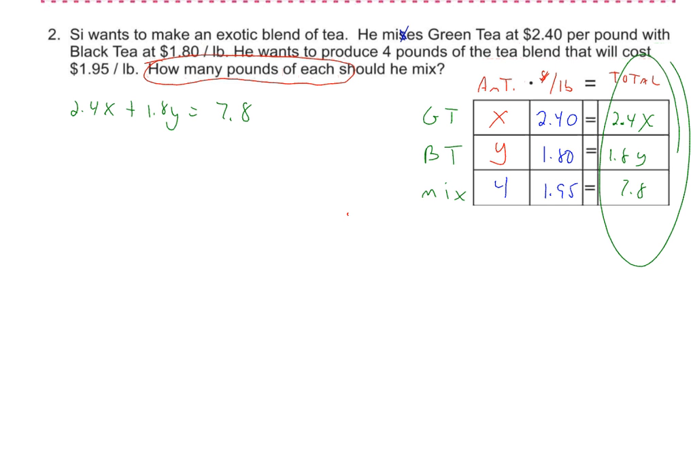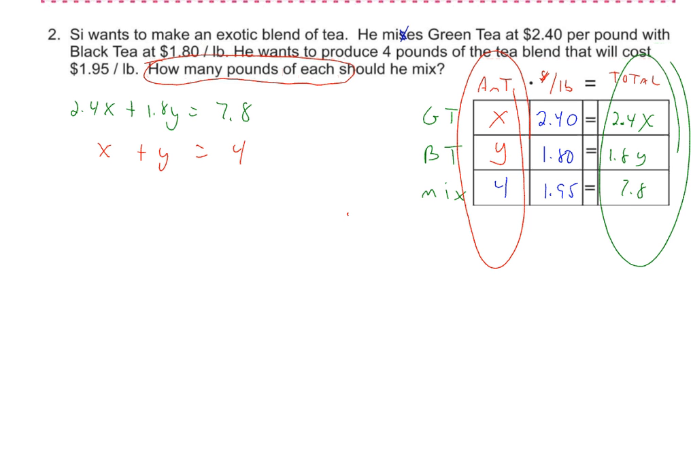Somebody give me the other equation. John? X plus y equals 4. X plus y does equal 4. And we get that from the amount column.